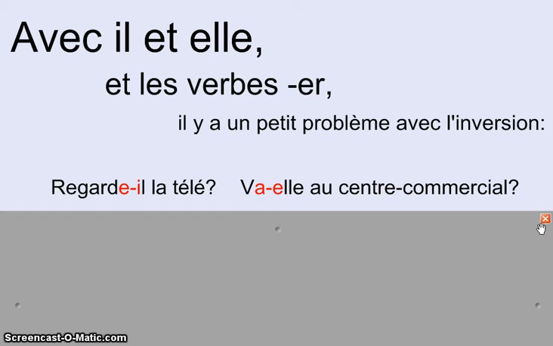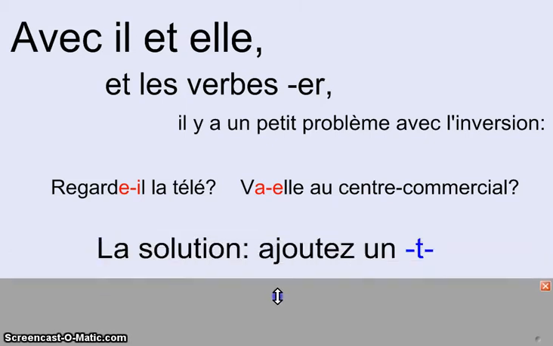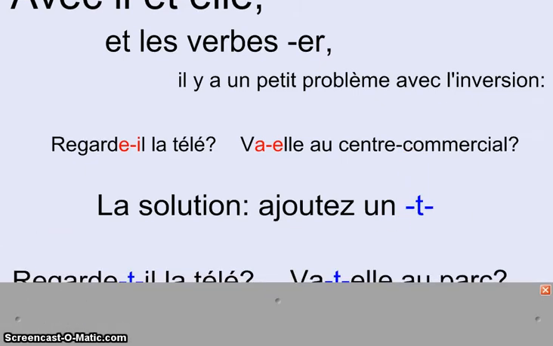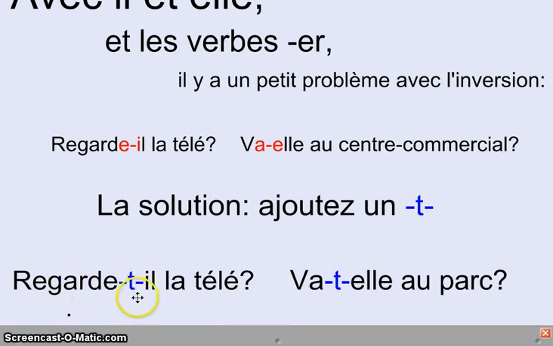What happens to our ears? That's right. We have a problem because there are two vowels touching. There is a solution, however. Ne paniquez pas. La solution, c'est ajouter un trait d'union, un t. Par exemple, maintenant, regarde-t-il la télé ou va-t-elle au parc? C'est la solution parce que sinon vous avez deux voyelles qui touchent. Mais ici, avec la solution, vous n'avez plus ce problème. Vous avez une consonne au milieu. Regarde-t-il, va-t-elle?